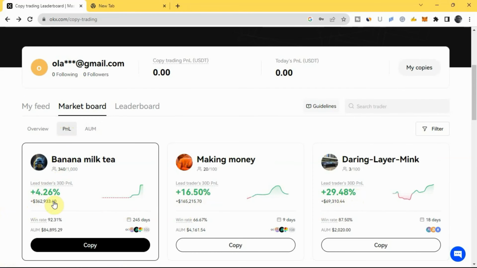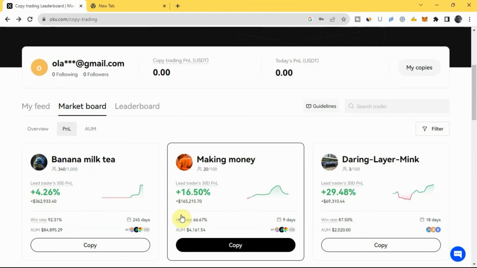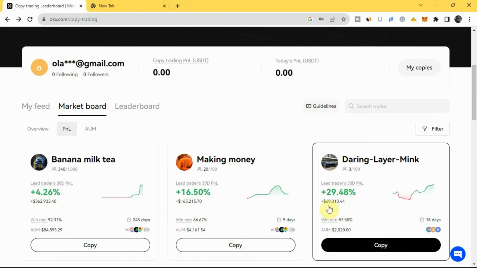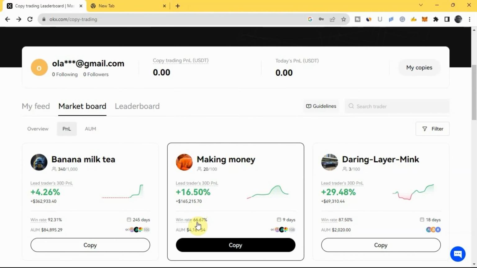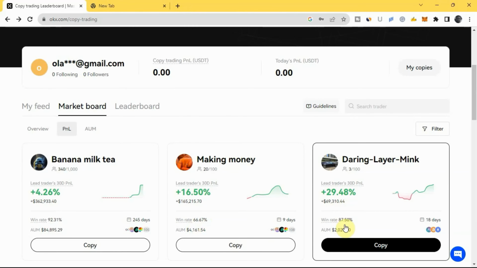Now you can see right here, the 4% profit for this one is $362,000. 16% for this one is $165,000. And 29% for this is $69,000. But I'm more interested in the win rate. So if you come right here to this win rate, you can see this person has won 92% of his trades in the last 30 days. This person has won 66% of his trades in the last 30 days. And the third person has won 87.5% of his or her trades in the last 30 days.